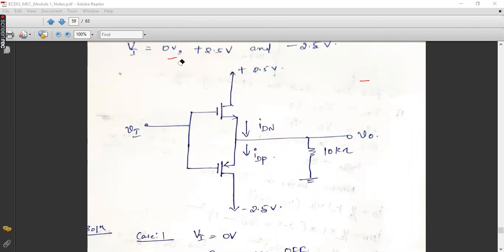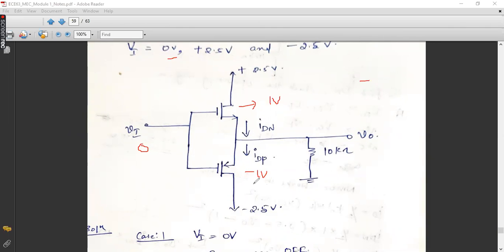First, we'll go for the first case, that is Vi equal to 0 volt. So I am setting my input as 0 volt. Please be aware that this NMOS has a threshold voltage of 1 volt as per the question, and for the PMOS it is minus 1 volt. You know, for a PMOS, the gate voltage should be highly negative for the channel to induce and current conduction to take place. So the threshold voltage for a PMOS should be negative, and for NMOS it should be positive.